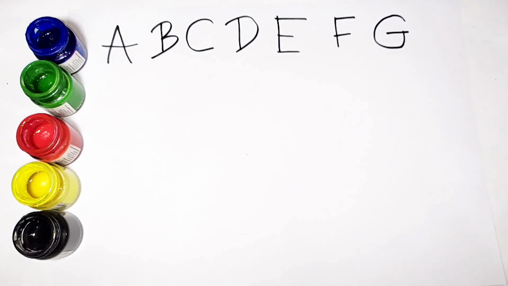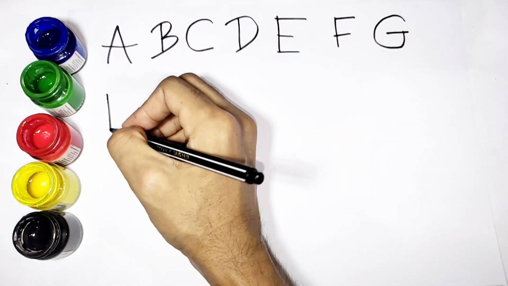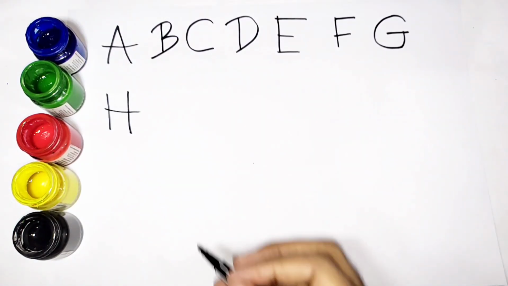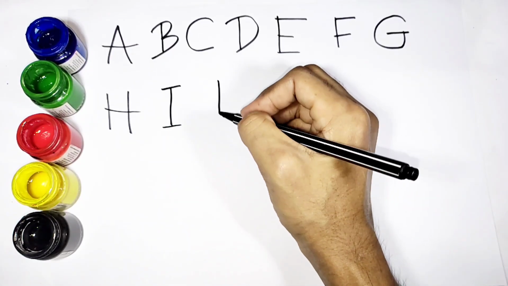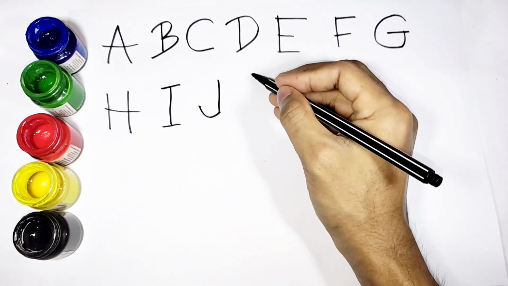And the next one is G. G for God. The next one is H. H for hand. I. The next one is J.